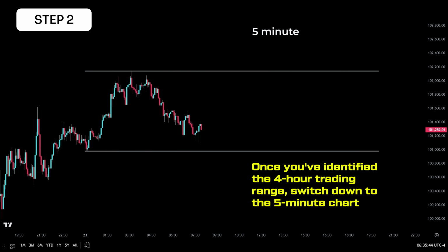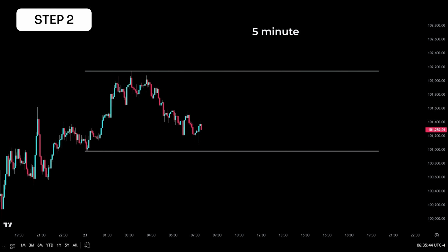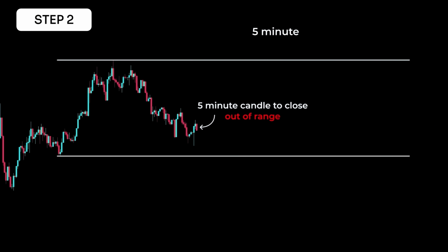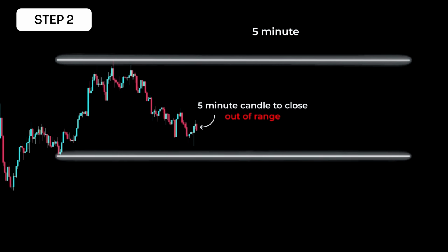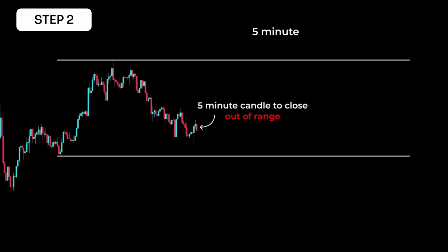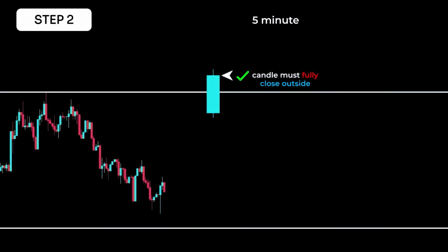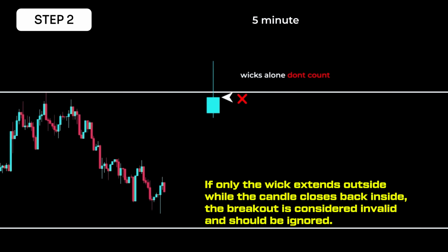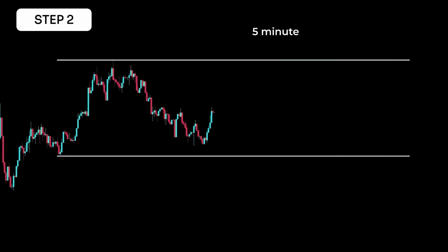Once you've identified the 4-hour trading range, switch down to the 5-minute chart. This is where we'll look for high-probability scalp opportunities. So, the setup we're looking for is when the 5-minute candle closes outside of the range, either the range high or range low. However, not every breakout is valid. The candle must close completely outside the range. If only the wick extends outside while the candle closes back inside, the breakout is considered invalid and should be ignored.